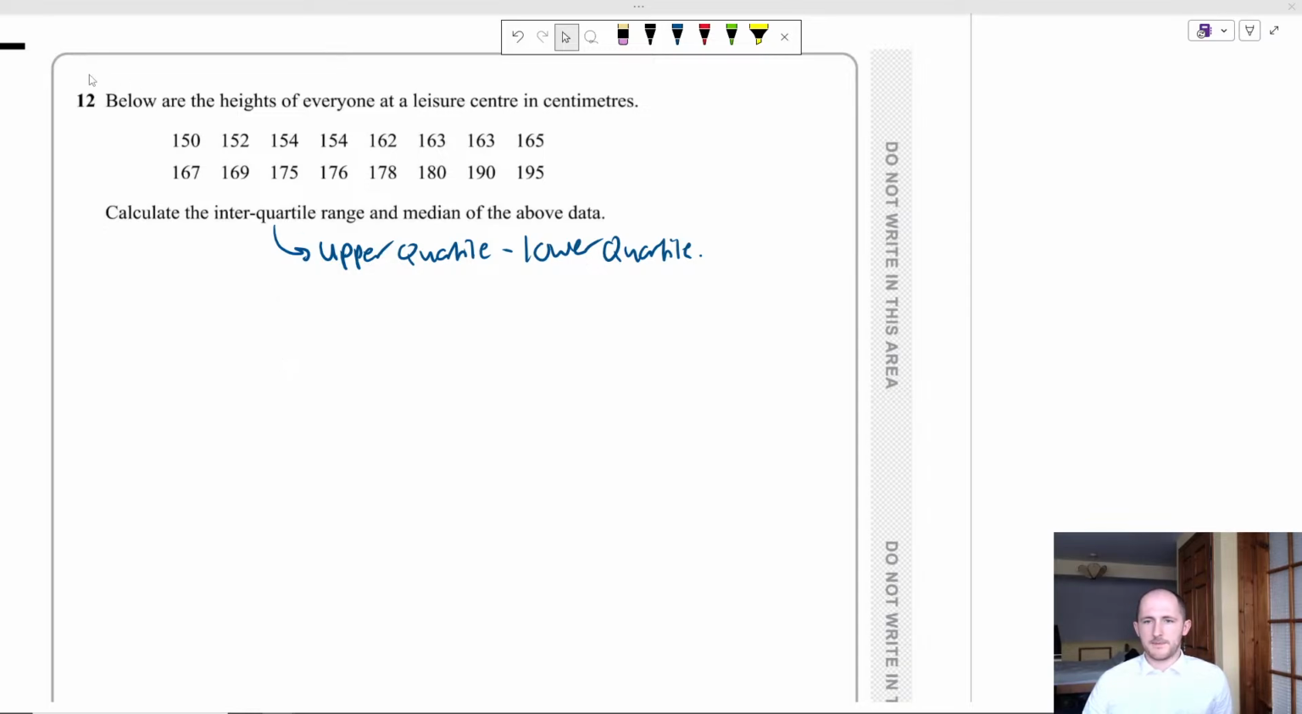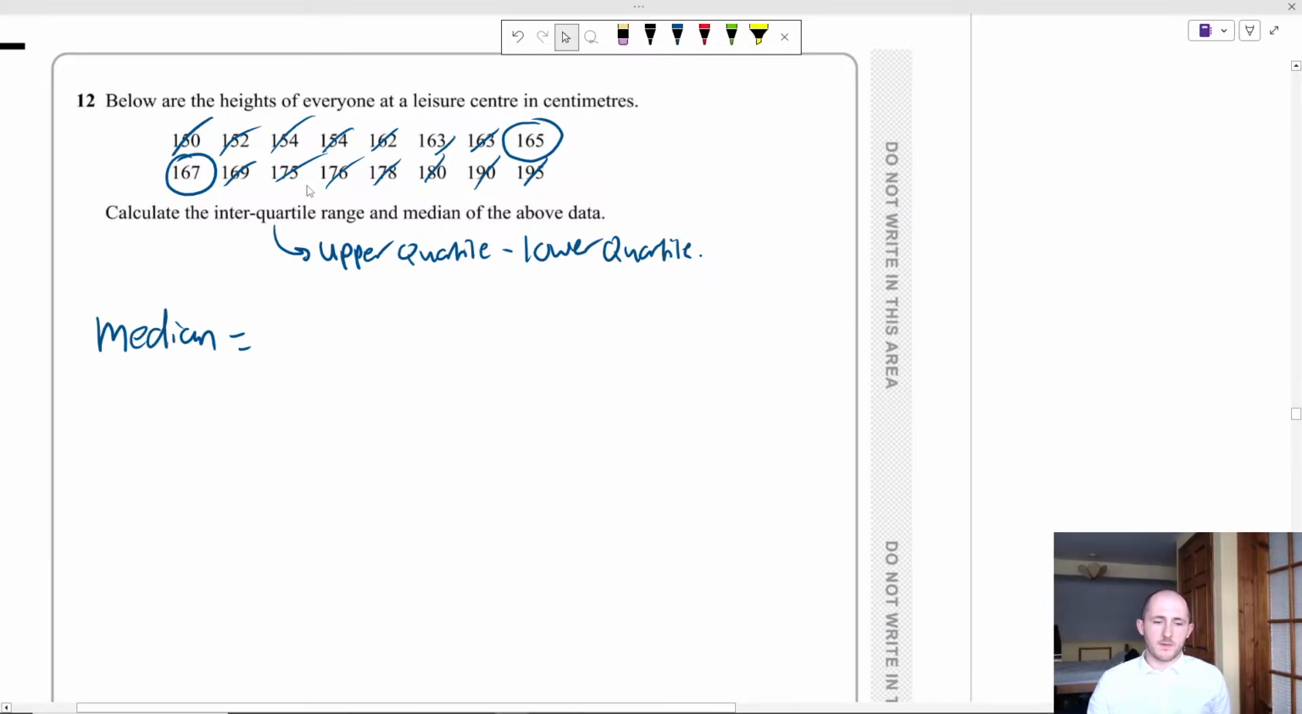You're very welcome, Israel. So, to work out the median, nice and easy. You put your data in order, and you find the middle number, right? That's fairly easy. Just cross one off on each side. 1, 1, 2, 2, 3, 3, 4, 4, 5, 5, 6, 6, 7, 7. And then we have two numbers, 165 and 166 for the median, right? So what you need to do is find the middle of those two numbers. Well, the middle of 165 and 167 is 166 centimeters.